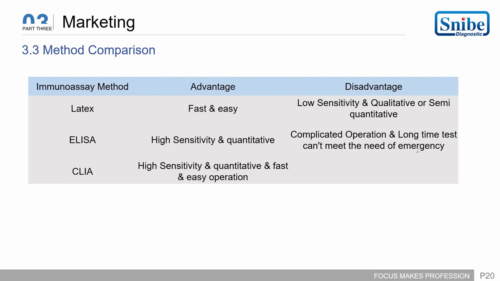In emergency cases, if the patient is bleeding and we want to rule out fibrinogen degradation products through the D-dimer test, or especially in the COVID situation when the patient needs periodic monitoring of D-dimer, the best choice for the clinical laboratory is the CLIA technique rather than ELISA. Latex is fast and easy, but due to low sensitivity and qualitative and semi-quantitative analysis, it has big disadvantages. That is why, as of today, the chemiluminescence immunoassay technique is much better than ELISA and the latex technique.